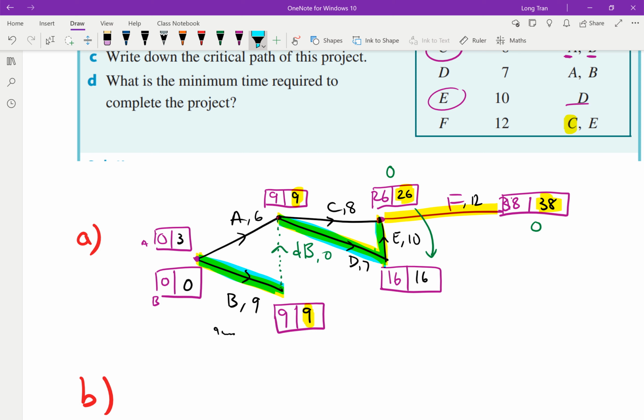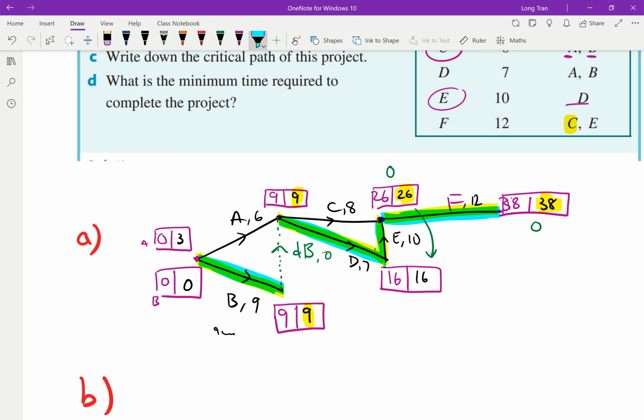So what I'm highlighting there is what we call a critical path, because you just can't afford to lose time. D has to start immediately as soon as B finishes, and E needs to start immediately as soon as D finishes to all meet the requirement of 26 minutes. Okay, and then same thing for F. In order to meet the requirement of finishing off at 38, F has to start immediately after E. So what I'm coloring there is what we call a critical path.